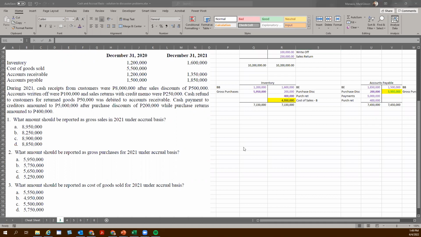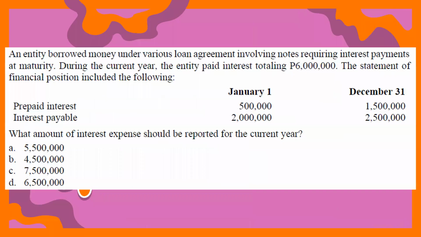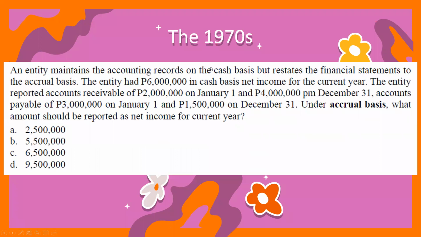Siguro let's have another problem before we pause for a short break. So let's have problem number 4. Under the accrual basis, what amount should be reported as net income for the current year? An entity maintains accounting records on the cash basis but restates the financial statements to the accrual basis. Ito naman yung dapat na ginagawa so that we can comply with the accounting standards.